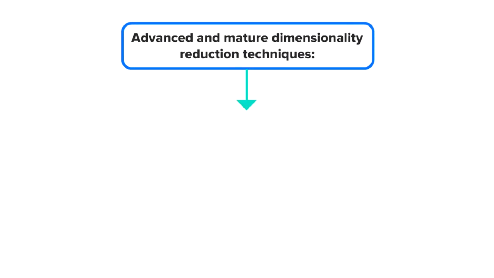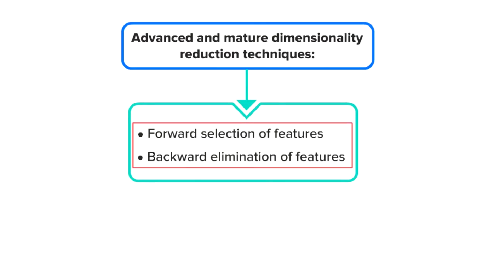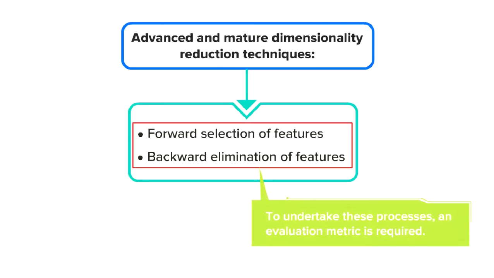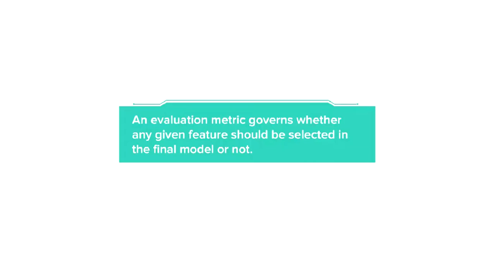In this video, we will be looking at some of the advanced and mature dimensionality reduction techniques, namely forward selection of features and backward elimination of features. To undertake the process of feature selection using forward selection and backward elimination, we will need an evaluation metric which will govern whether any given feature should be deselected in the final model or not. So before we dive into advanced feature selection techniques, let's take a closer look at the adjusted R-squared metric which we covered in the previous module briefly.